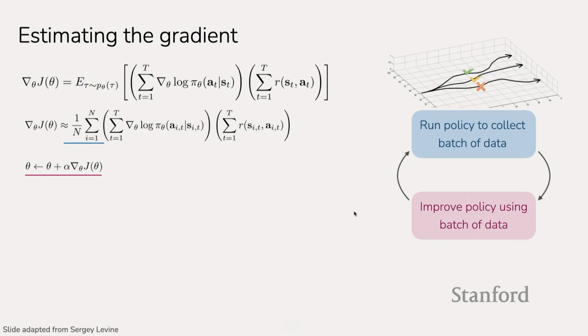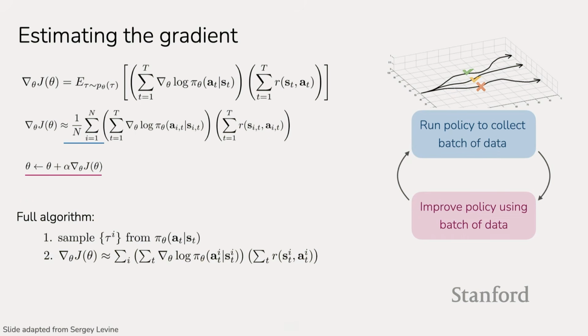And then once we evaluate this gradient that we're estimating with samples, we'll then take a gradient step on our policy parameters. And so the full algorithm looks something like sampling trajectories from our policy, evaluating an estimate of the gradient using those samples, and then applying that to the weights, and then repeating this process to collect a new batch of data, recomputing the gradient, and improving the policy.